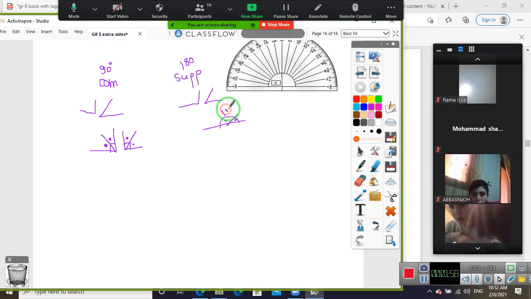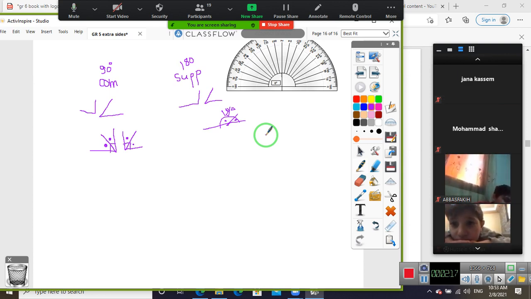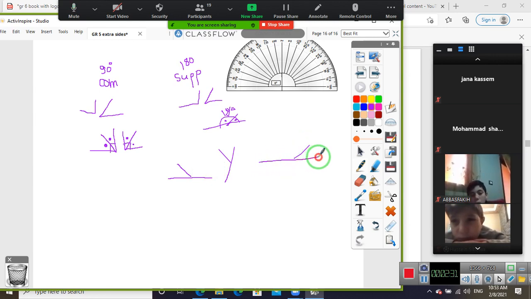So when the sum of the two angles is 180, it's called adjacent supplementary. And when their sum is 90, we call it complementary. Complementary has the shape of La in Arabic, supplementary has the shape of Y in English. It can be like that, Y. It can be like that, Y. I can flip the Y, okay? That means supplementary and complementary.